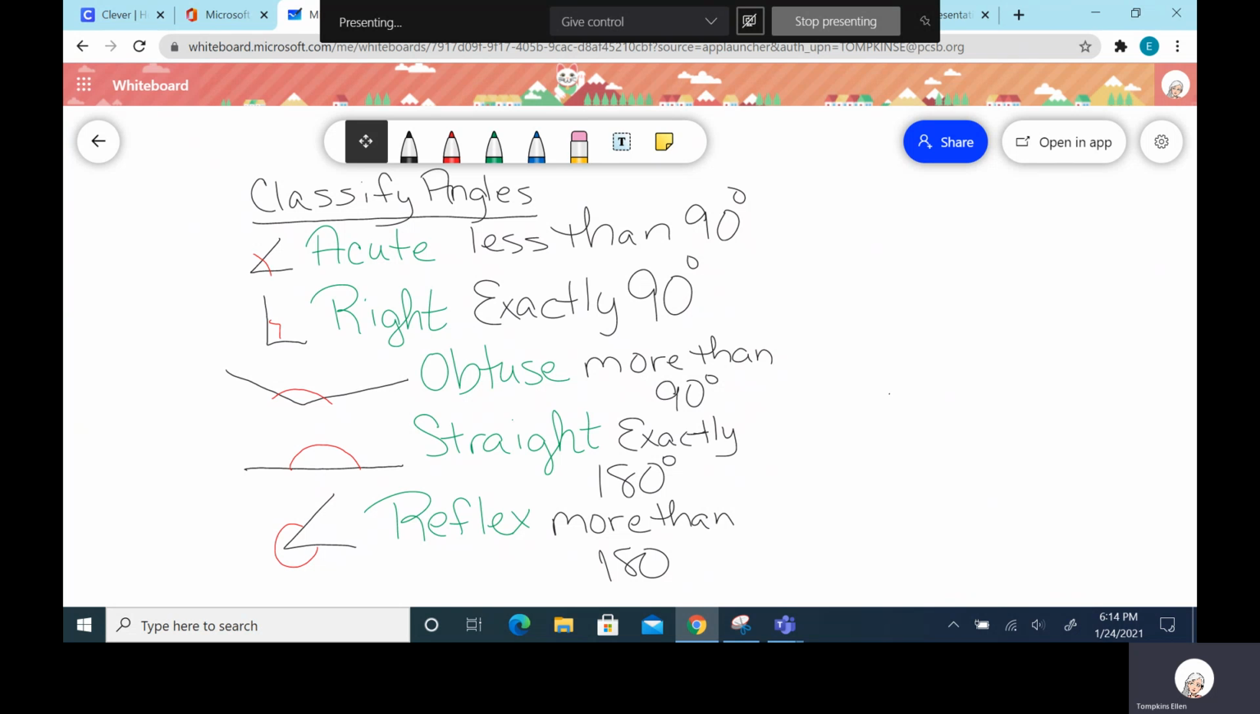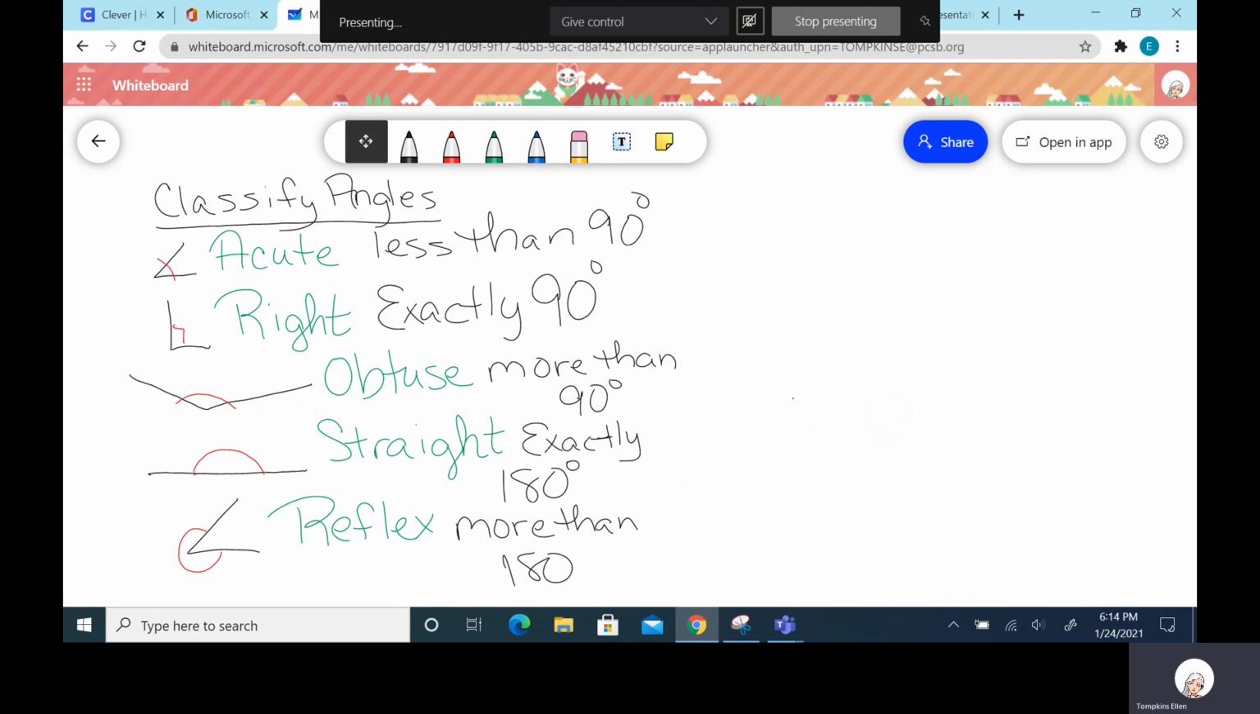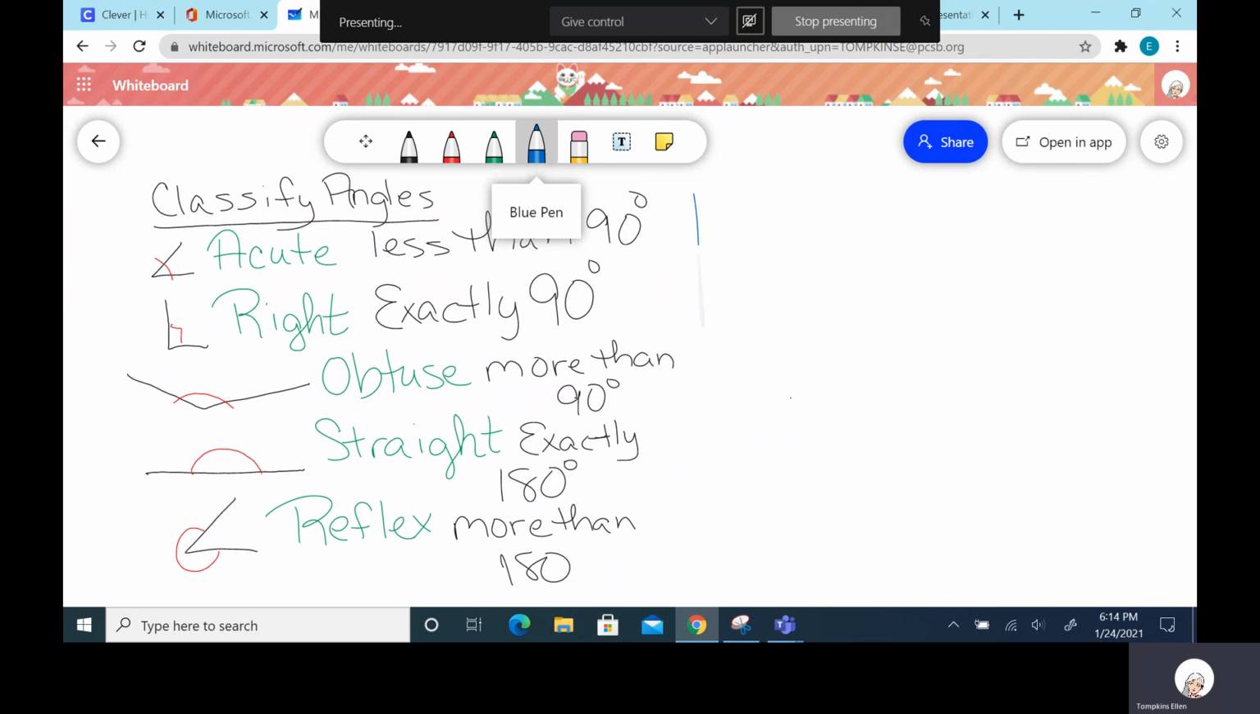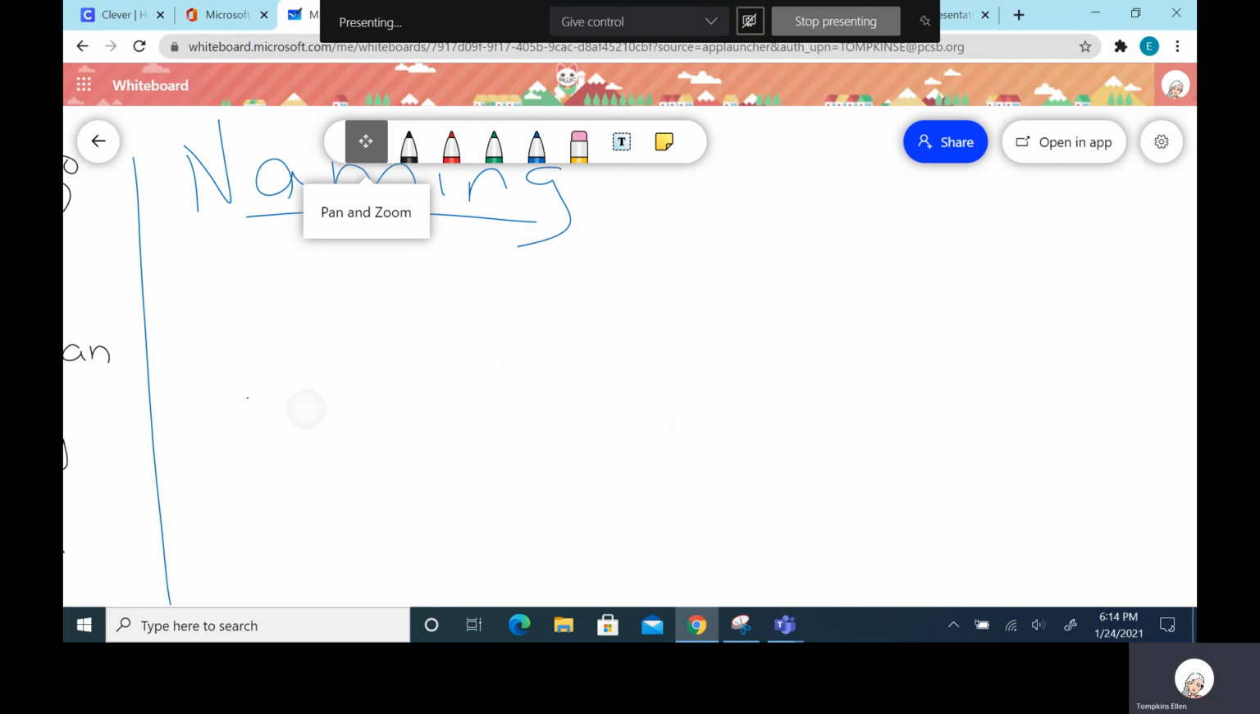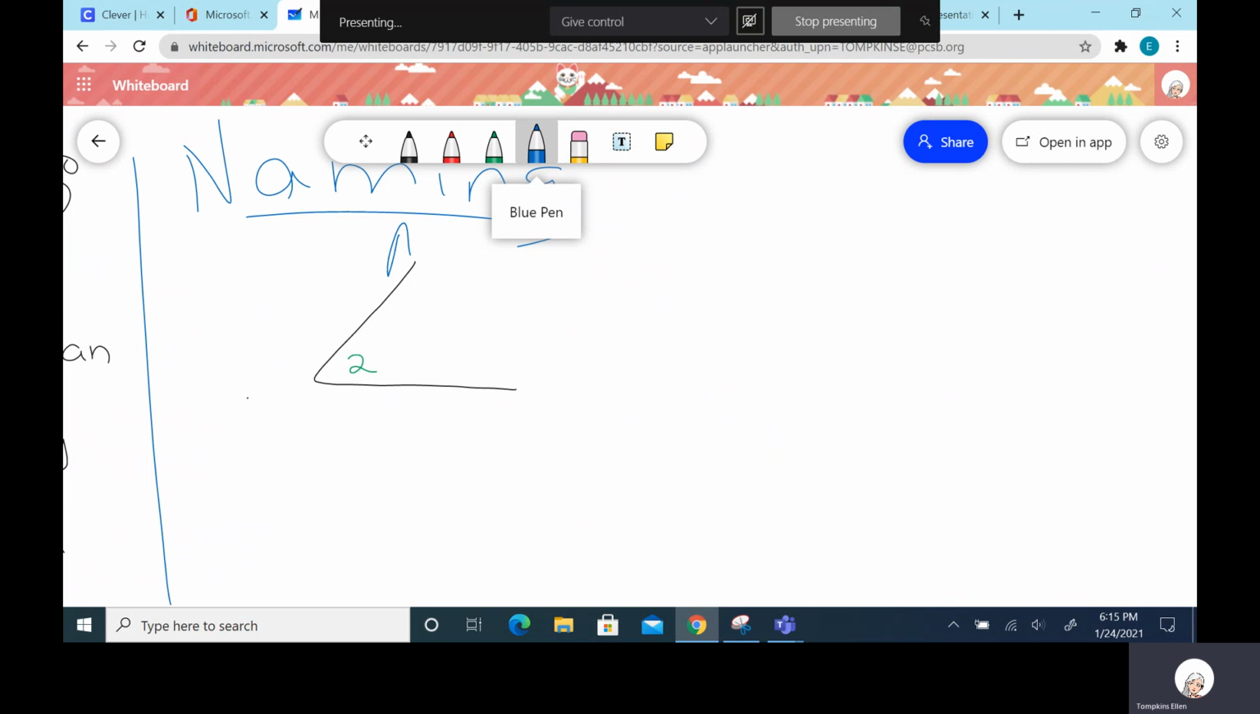Now, there is another thing with angles, which is how to name them. So that was classifying, and this will be naming. When you name an angle, let's pull this over here, and I'm going to just use one angle to do this with. It could have a number in here. Let's give this the number 2 so you see that. Or it could be designated with some letters, A, B, and C.